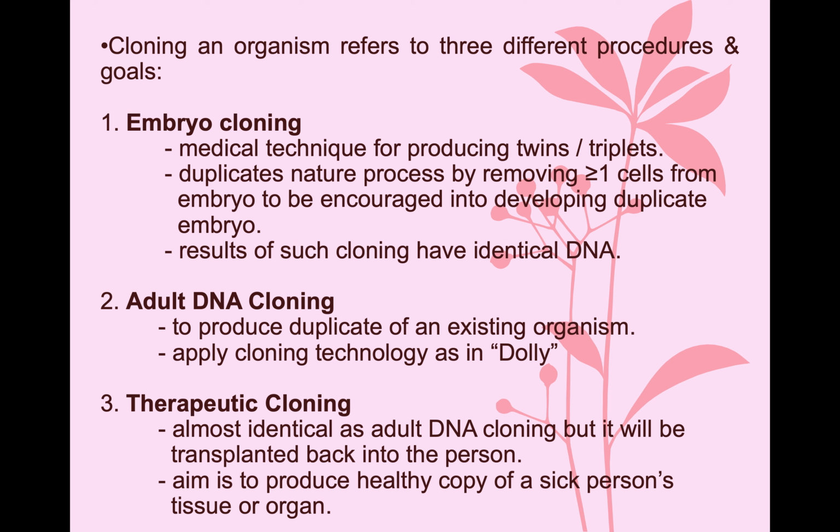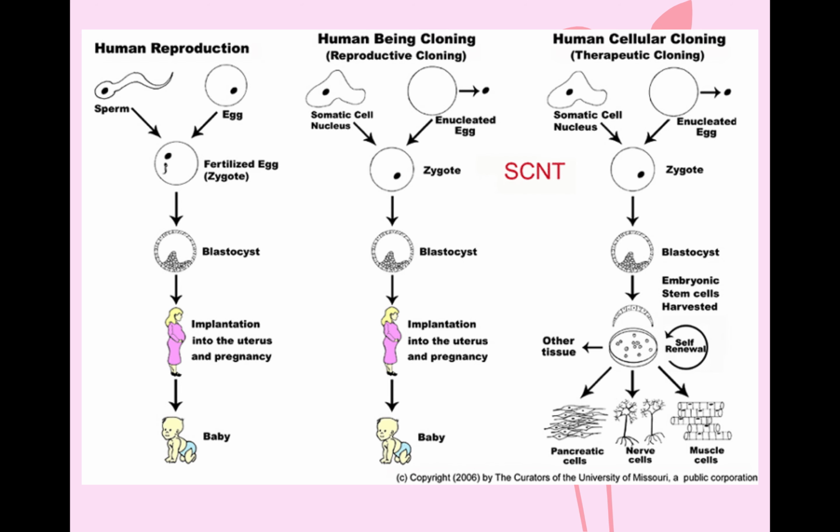Second is adult DNA cloning. This is a method to produce a duplicate of an existing organism. This is the method they used to produce Dolly. And the third one is therapeutic cloning. As the name says, the method is almost identical to adult DNA cloning, such as number 2, but the result is transplanted back into the person for therapeutic purposes. The aim is to produce a healthy copy of a sick person's tissue or organ, and it is especially used for gene therapy. So these are the three methods.